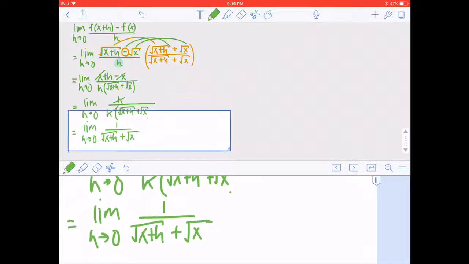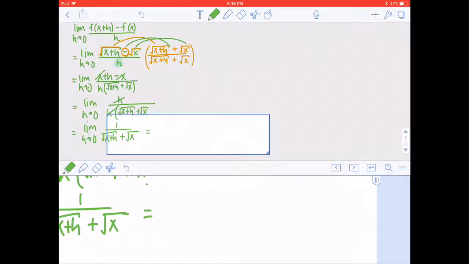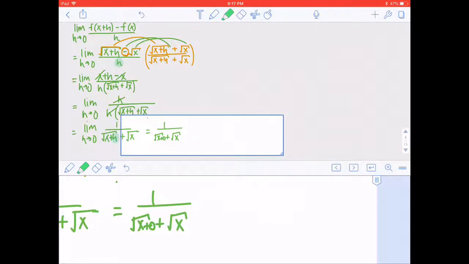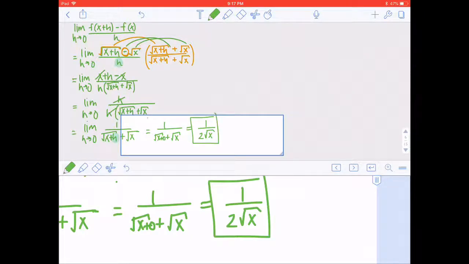Now we can do direct substitution. When we do that, we're going to get 1 over root x plus root x. Sorry, technically that's root x plus 0 because of that h that we're plugging into, which will just be 2 root x, because root x plus root x is 2 root x. And that is going to be our derivative.